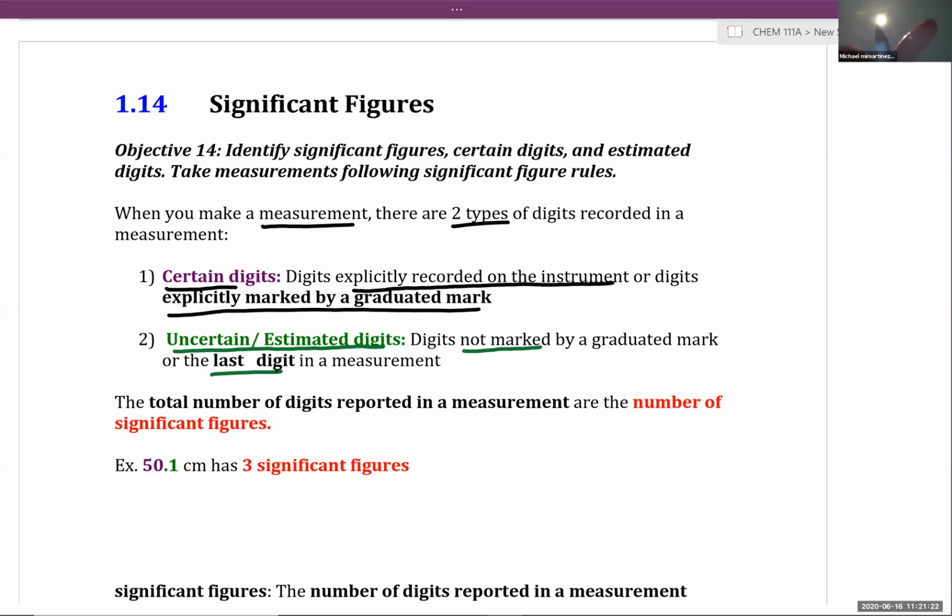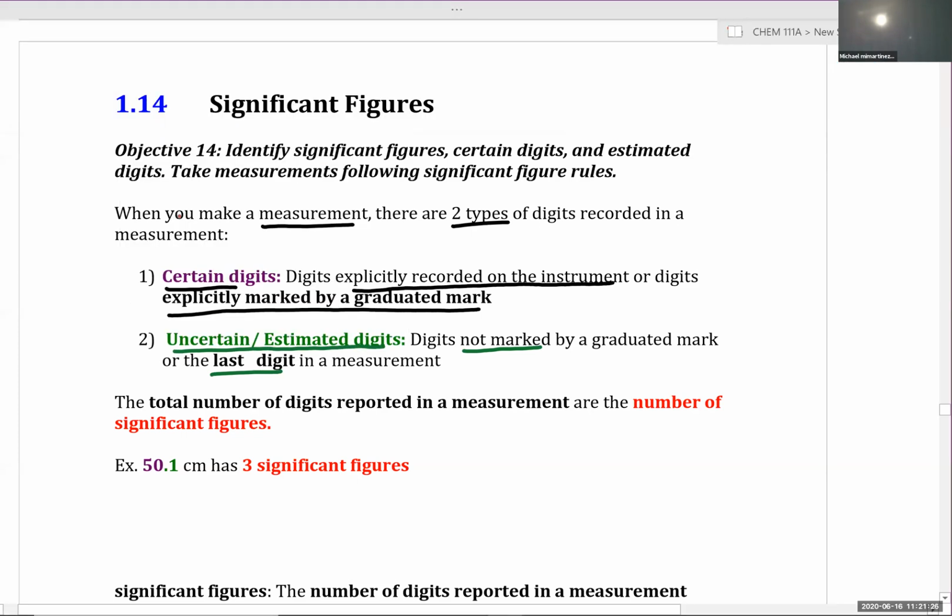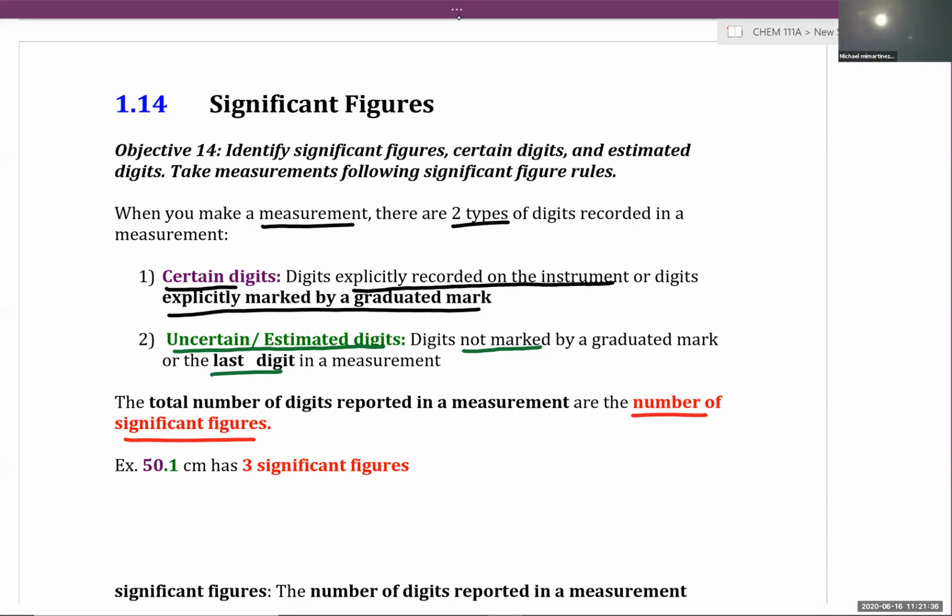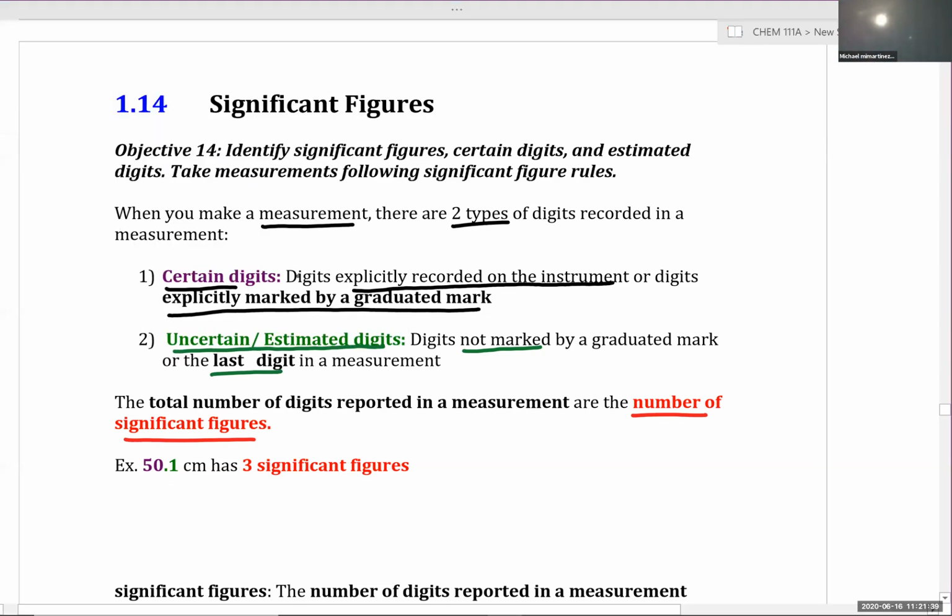If you add up all of your total number of digits, certain and estimated, the total number of digits reported is the number of significant figures. So for example, 50.1 has 3 significant figures because it has 3 total digits. Likewise, 30.07 has how many sig figs? How many sig figs would 30.07 have? 4, yeah. And we like to abbreviate significant figures as SF, just for brevity.